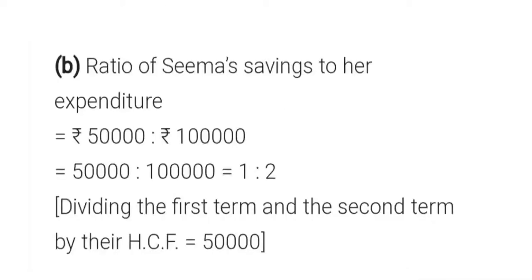And number B, we have to find the ratio of Seema's saving to her expenditure. So saving is 50,000 rupees, and expenditure is 1 lakh rupees. So the ratio will come 50,000 upon 1 lakh, which means 1:2 is the answer.